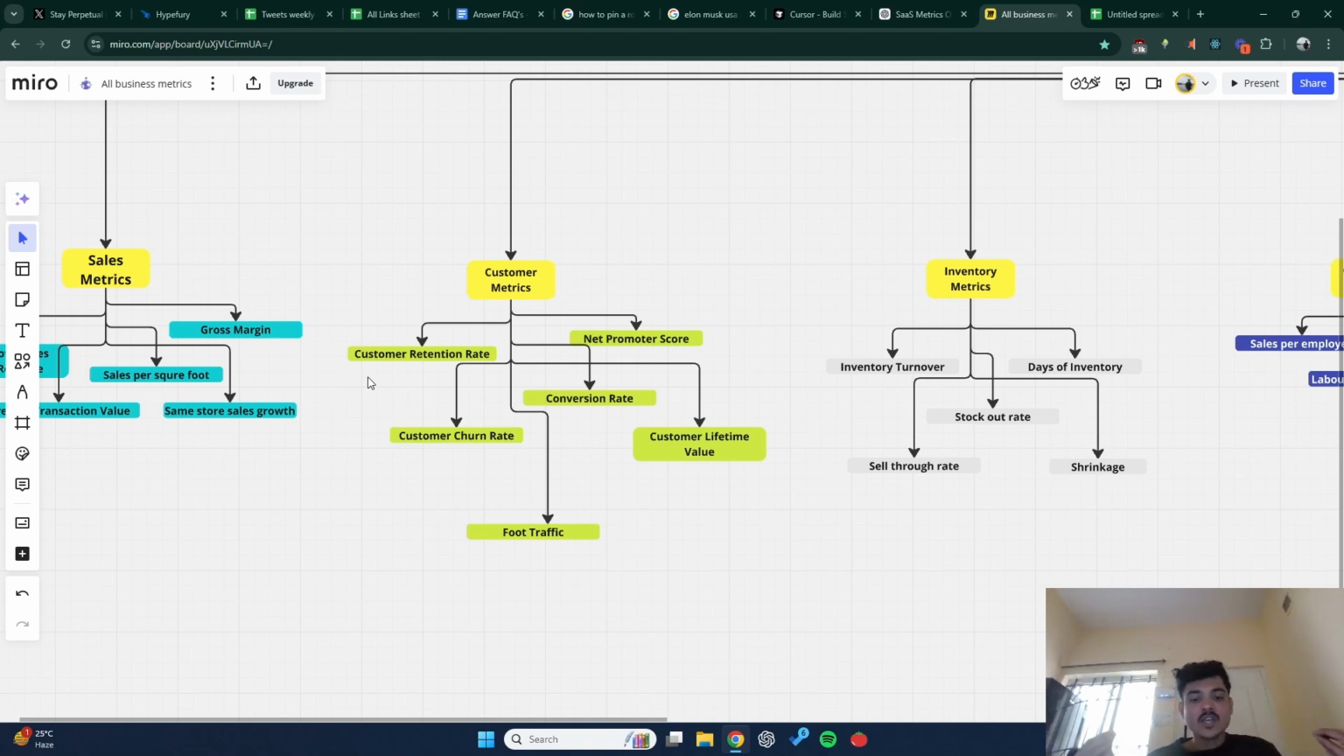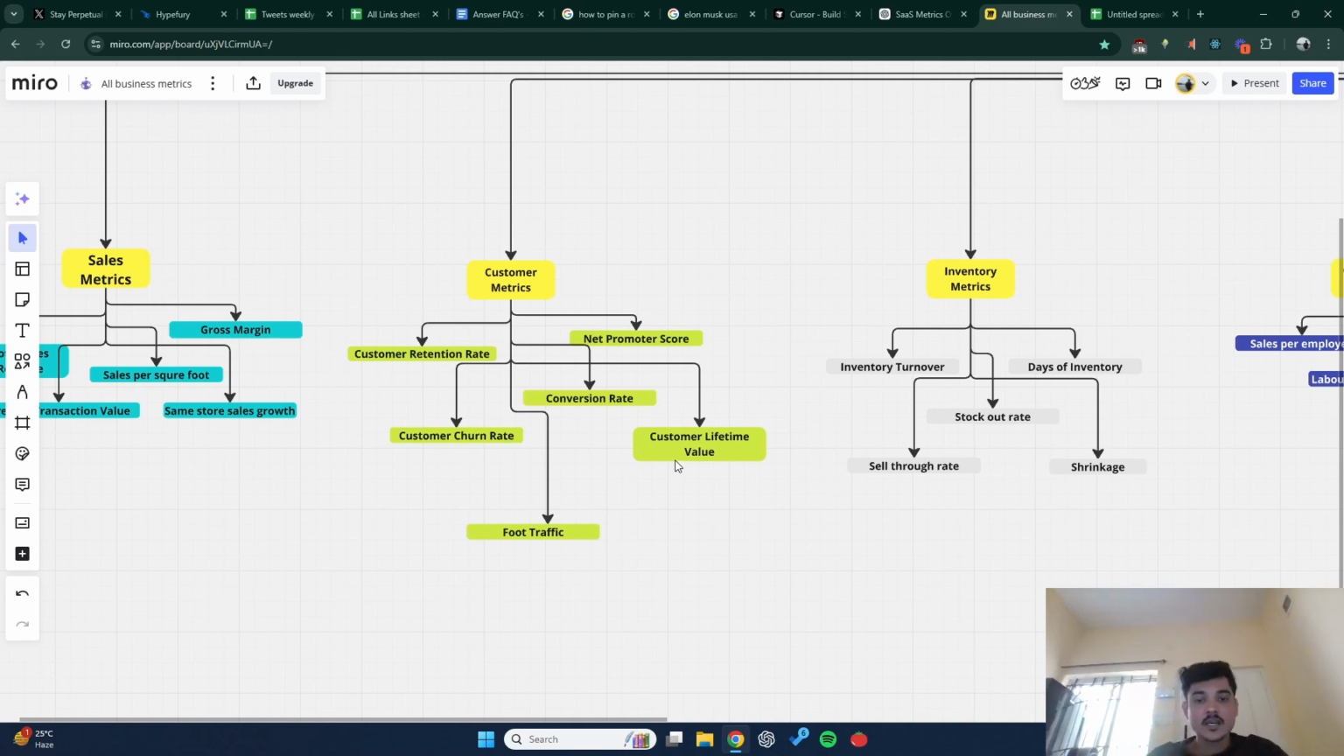The customer retention rate shows how well you're keeping customers coming back. The formula is customers at end of period minus new customers, divided by total customers at start of period. So for the whole year, customers at the end minus new customers divided by total customers at the start, then you would know what the retention rate is and how many customers are coming back.